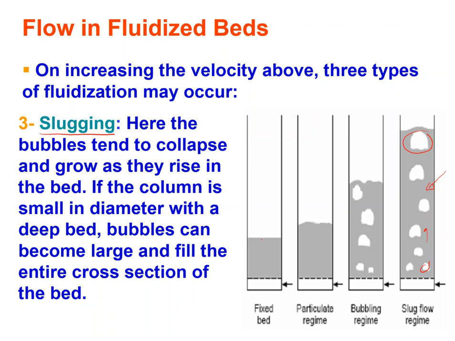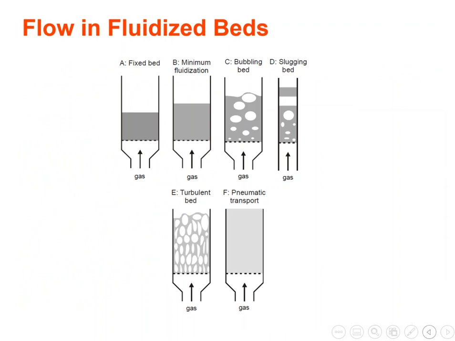So I have the fixed bed, I have the particulate regime, at which the onset of the fluidization will happen. Then if I increase the velocity more, I will get the bubbling regime, and then I am reaching the slug flow regime, slugging. This image is just to show you again the different stages. So the fixed bed, and now I have the minimum fluidization at the particulate regime. I increase the velocity more, I'm going to the bubbling regime. Then increase it more, I can have the slugging. As you can see, the bubbles are just covering the whole diameter.